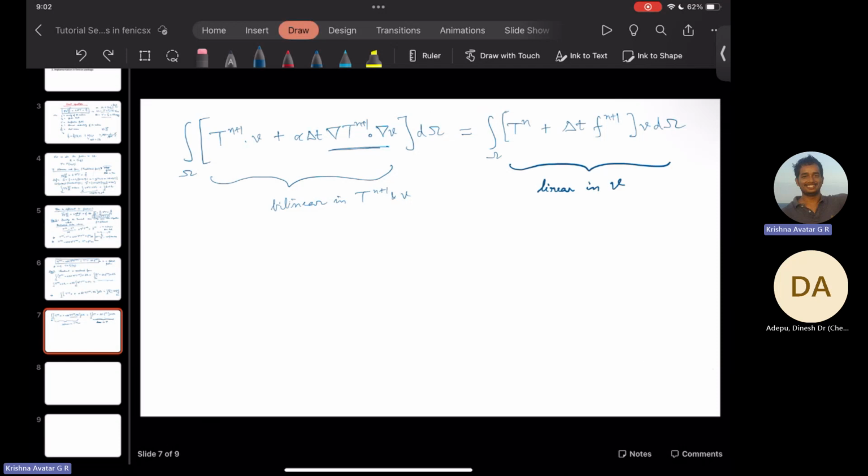Anyway, for the right hand side, we only take it to be linear in V, because the known value we already know how to compute. So we can express this in the standard form that FEniCSx takes, the bilinear form: a of T^{n+1} comma V is equal to L of V. You can clearly see that.